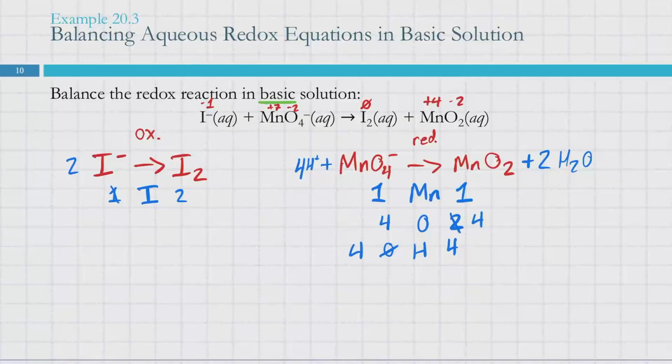So we've got 4 hydrogens on the left side. How many hydroxides do we need to balance out our hydrogens? 4, same number. So we're going to add 4 hydroxides to both sides.